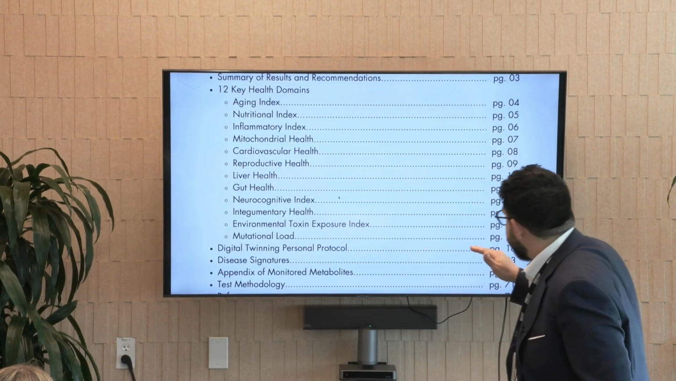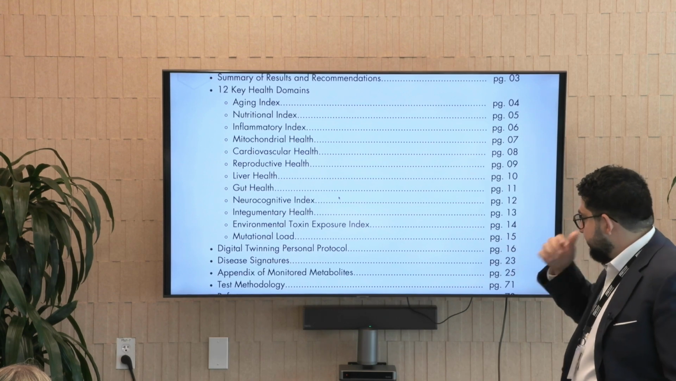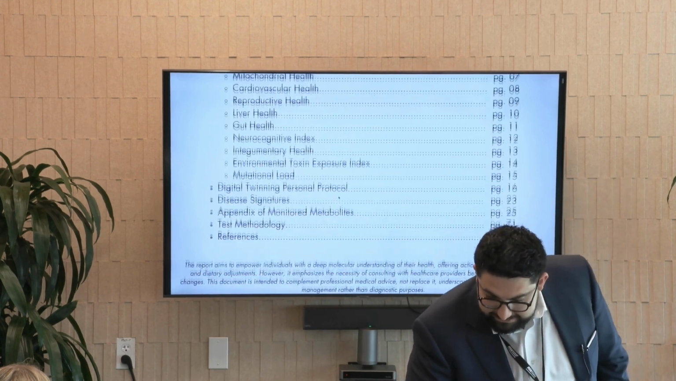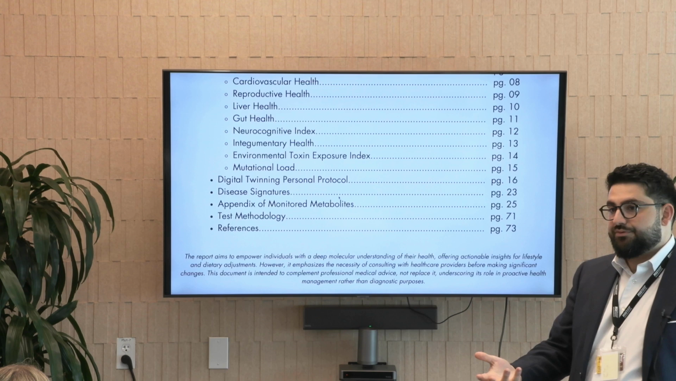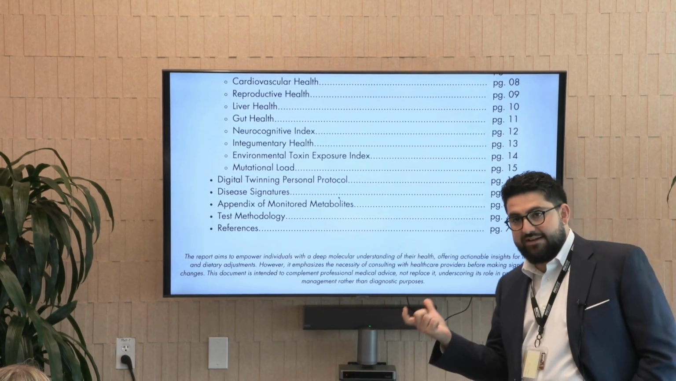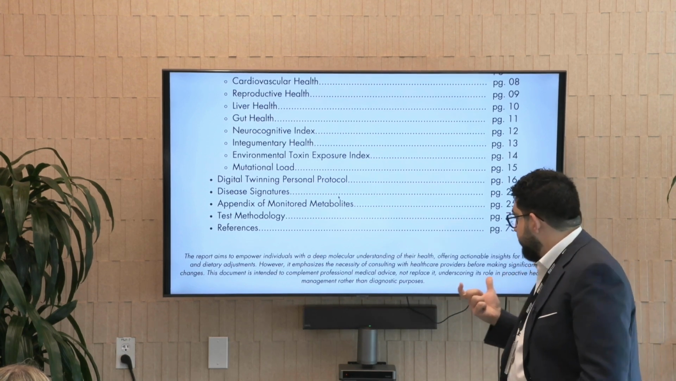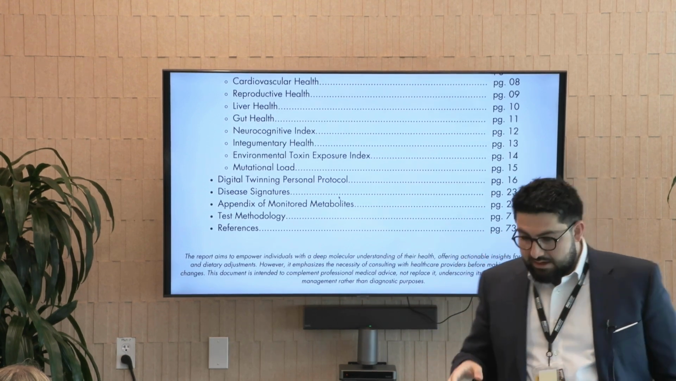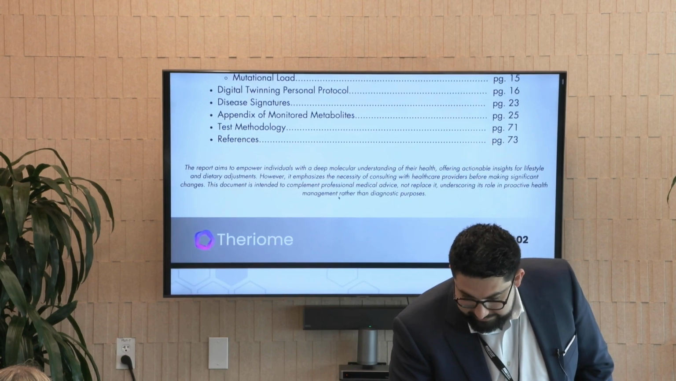And then we have our digital twinning protocol, disease signatures, and then we have an appendix. So we always want to give the raw values that come off the mass spec, as well as a range to interpret that univariate wise. And then our methods and references for everything.